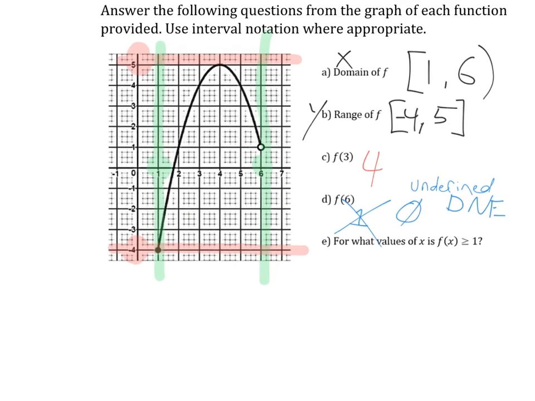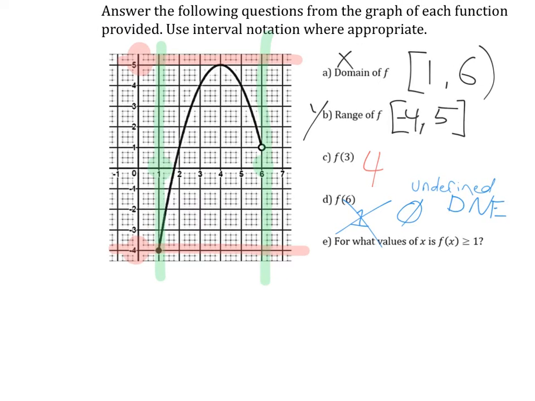All right, then lastly, for what values is f of x, aka the y value, when is y greater than or equal to +1? So here's y equals 1. I want to know where is my graph above, since it's greater than or equal to, above 1. And it looks like we're going from the x values of 2 to 6, but 6 is not included. So the way I would write this out is going to be [2, 6). 2 is included, 6 would not be.